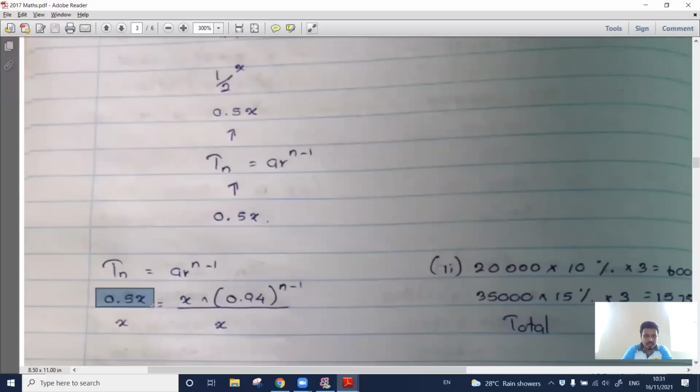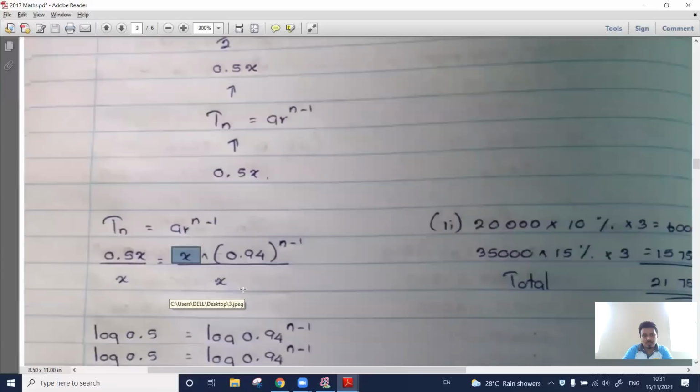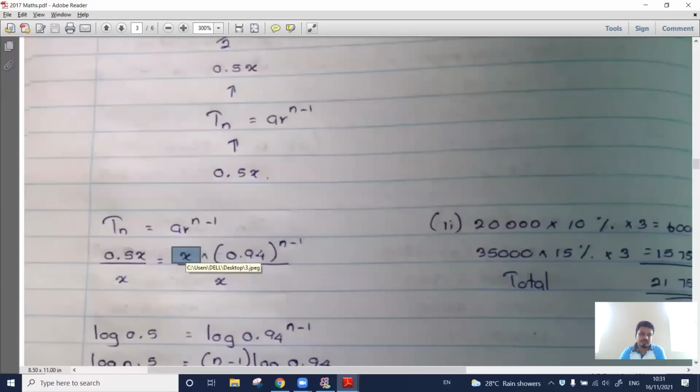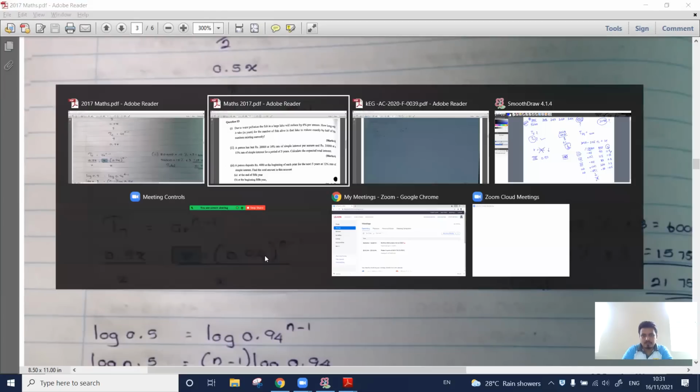Correct. Then it should be equal to what? a into r to the power n minus 1. Here a, the first term value, is x. x into r to the power n minus 1. Right? r to the power n minus 1. 0.94.